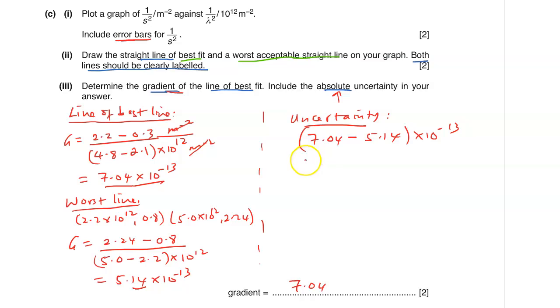And therefore, what I get here is 1.9 times 10 raised to power 13. So this is 7.04 plus or minus 1.90, and this is times 10 to the power of 13. So I have my gradient there with the absolute uncertainty.